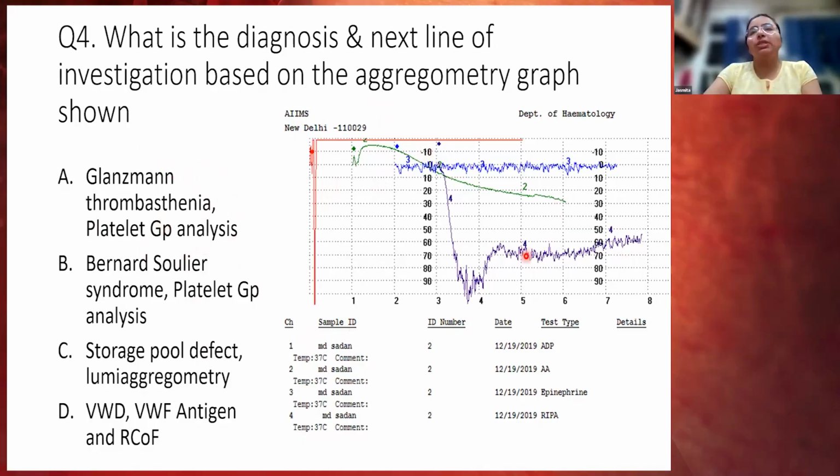So this is Glanzmann thrombasthenia. This is the case that I showed you during the presentation also, absent aggregation with ristocetin, reduced aggregation with all other agonists, and you can simply do a platelet glycoprotein analysis to confirm your suspicion. So this is the correct answer.